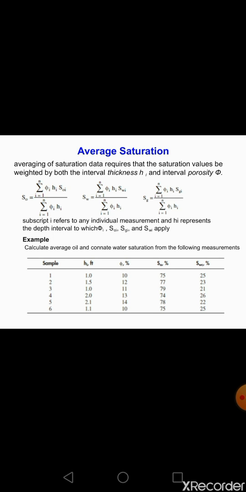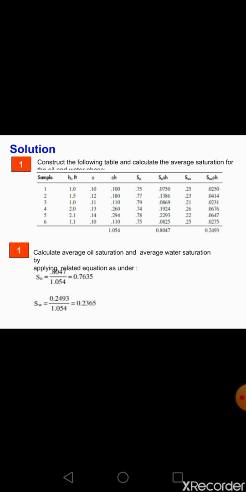So for example, 6 samples are given, and for all these 6 samples thickness, porosity and saturation data are given. So using this formula we can calculate the average saturation of oil, water and gas.